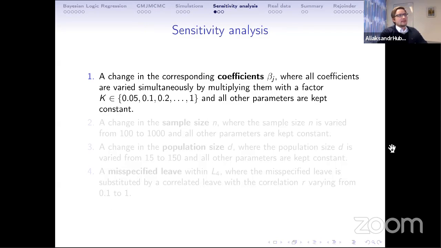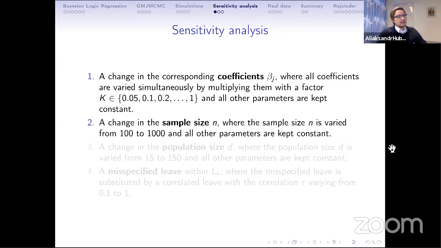Further, we provided some sensitivity analysis of the results to study how varying the size of the signal would, for example, change the power of detecting individual trees of different complexities. In this scenario, we considered multiplying all of the beta coefficients for the data generative trees by a factor k, which was varied from 0.05 to 1, having all of the other parameters kept constant.